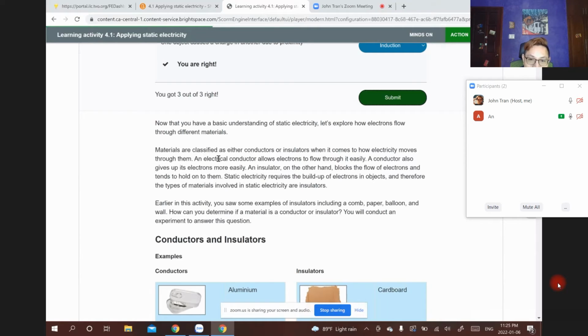Static electricity requires the buildup of electrons in objects, and therefore the types of material involved in static electricity are also called insulators, including a comb, paper, balloons, and walls. How can you determine if a material is a conductor or an insulator?